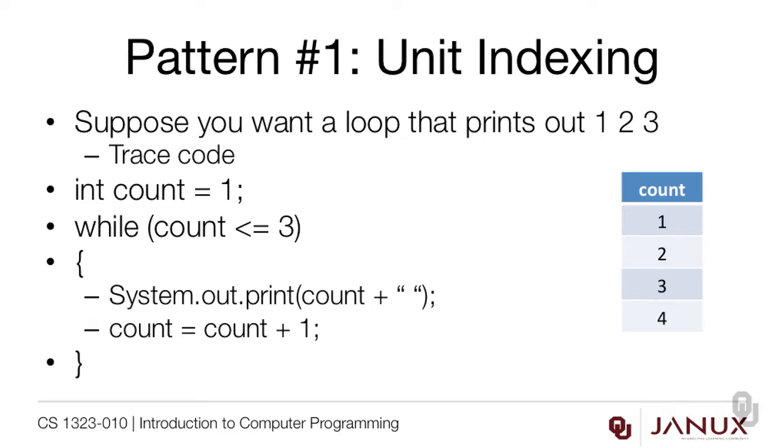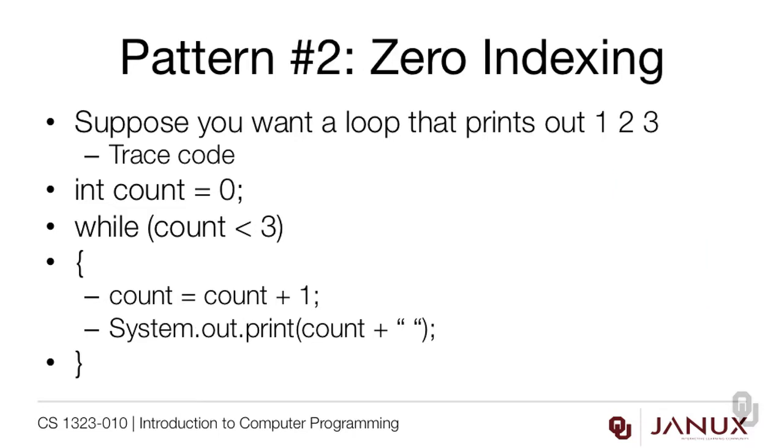Now count less than or equal to 3 is still true, so you go into the loop again, you print out 3, and then you say count is count plus 1. So count actually ends with a value of 4 at the end of this loop, even though it printed out 1, 2, 3 successfully. That's an interesting problem.